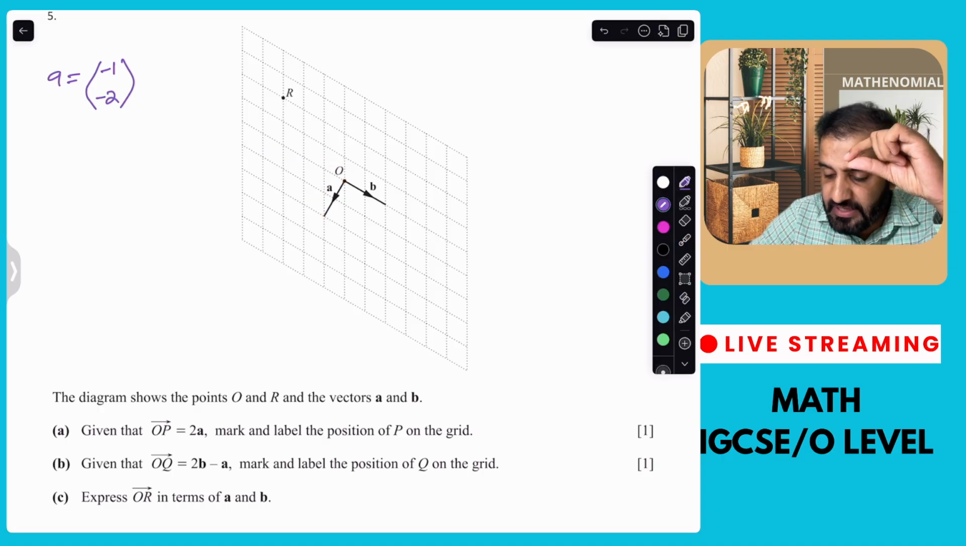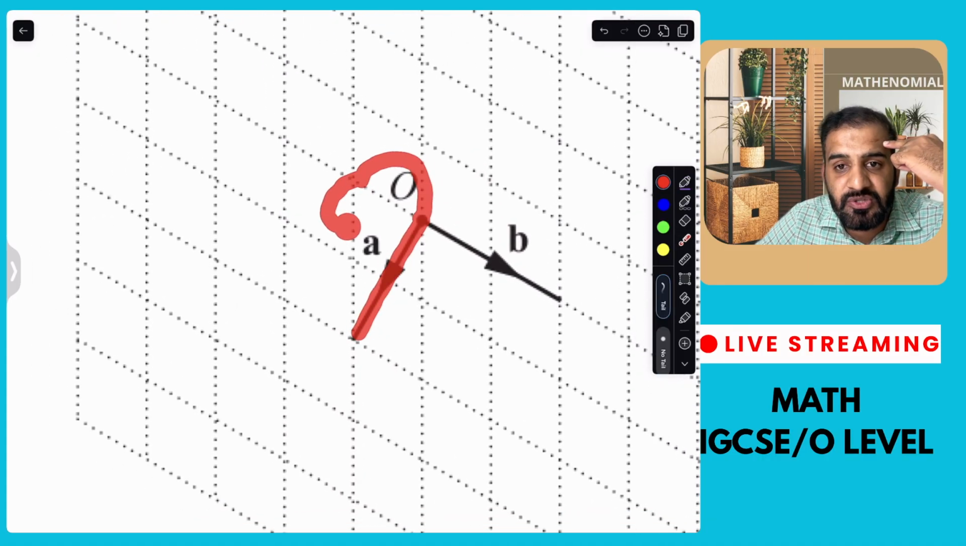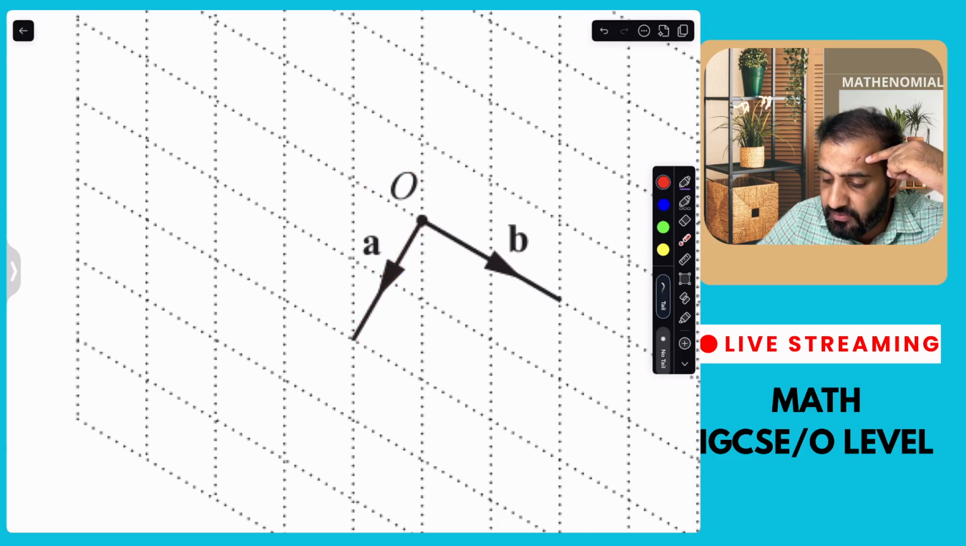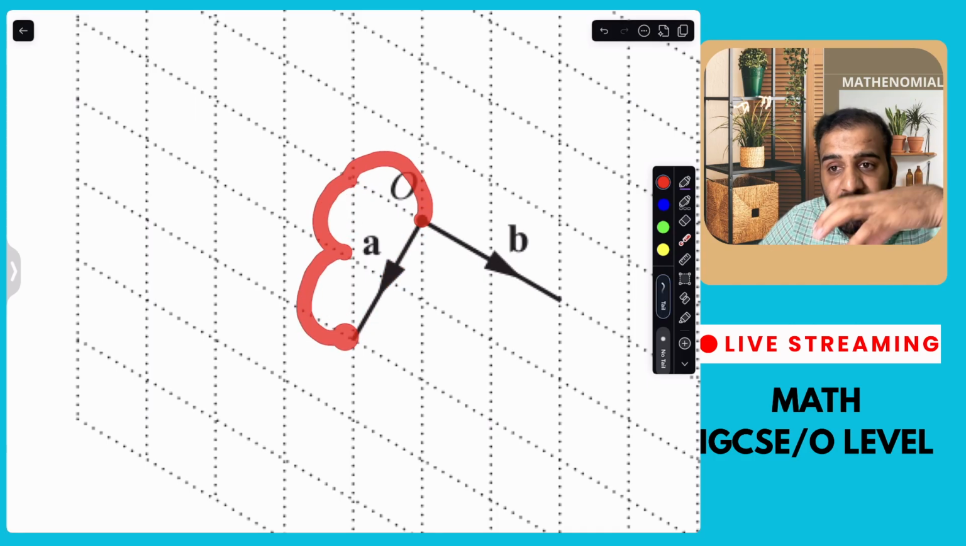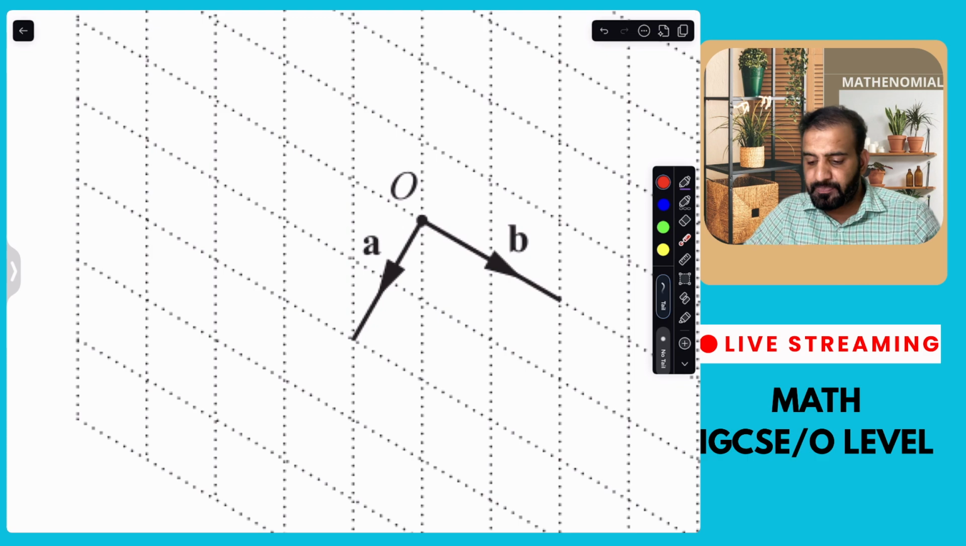Listen again. If you have to come from the start to the end, you have to move 1 unit to the left and 2 units down. Okay? 1 unit to the left, 2 units down. Okay? So it means -1, -2. This is your A.